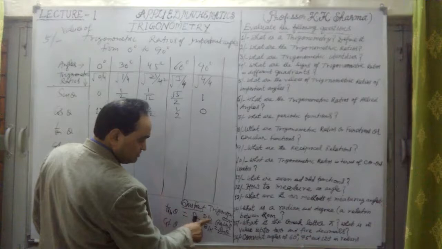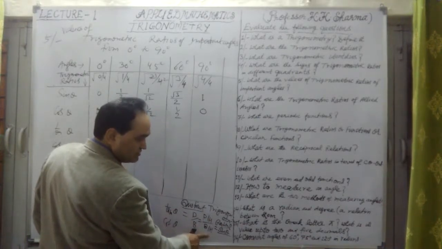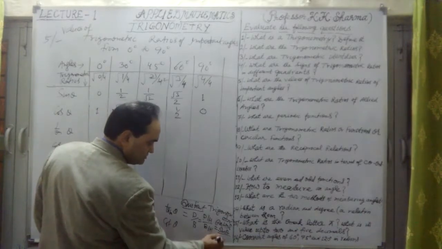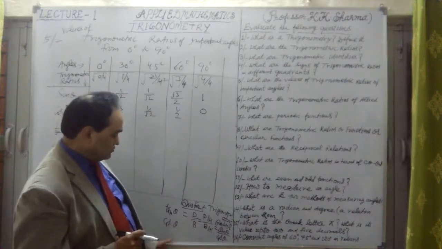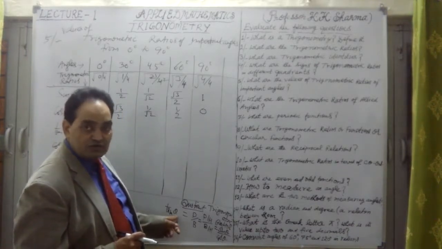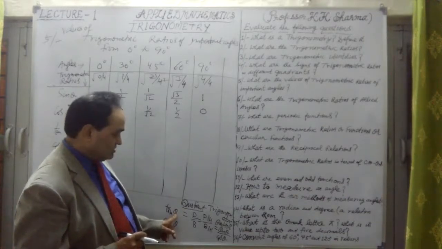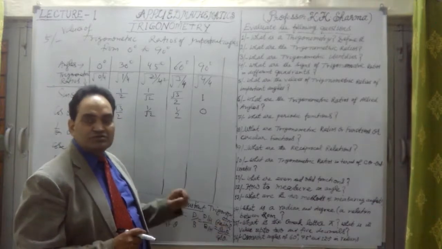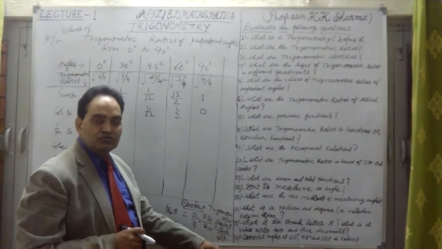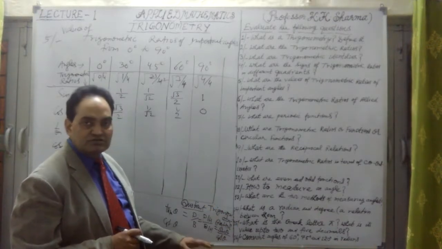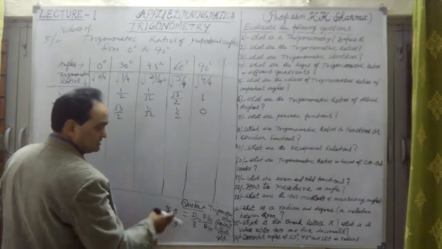But p upon h in the numerator is sin theta, because perpendicular upon hypotenuse is sin theta. And in the denominator we have base upon hypotenuse, which is cos theta. So what do we mean by this? If we have to calculate the angle's value in the trigonometric ratio tan, then we divide sin theta upon cos theta. Whatever the value of sin 0 degree divided by cos 0 degree, sin 30 degree upon cos 30 degree, that will give us the value of tan 30 degree or tan 0 degree, tan 60 degree.